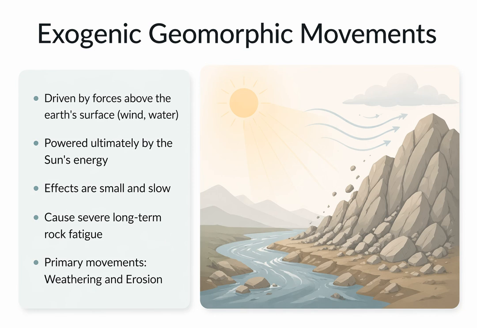Unlike internal tectonic forces, these processes are driven by forces above the surface, primarily wind and water. The ultimate engine for all of this is the sun, whose energy dictates the weather patterns that induce stress in Earth materials. While the daily effects of wind and rain might seem small and slow, over the long run, they cause severe fatigue in rocks, leading to massive changes through weathering and erosion.